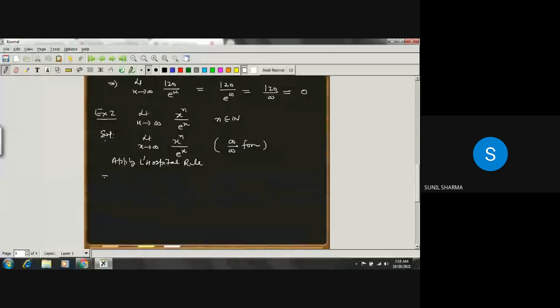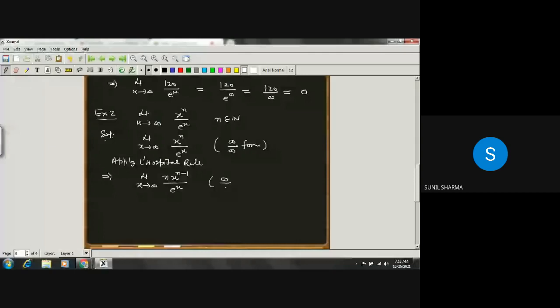So what is the next step? That is limit x goes to infinity. You differentiate. So we get n into x to the power n minus 1 divided by e to the power x. Again, it is in the form of infinite by infinite.